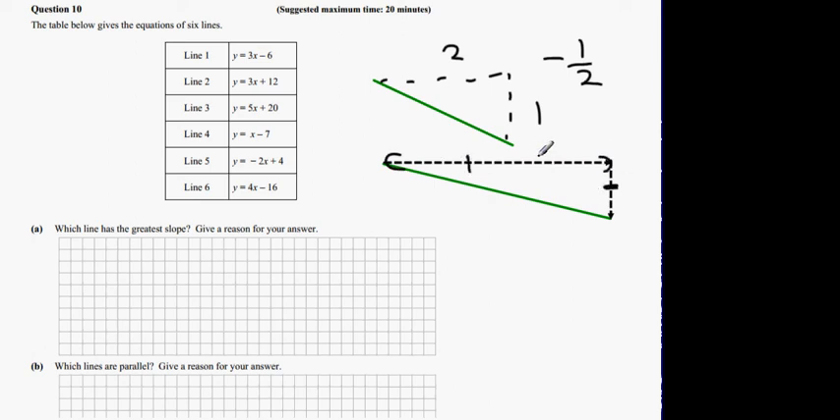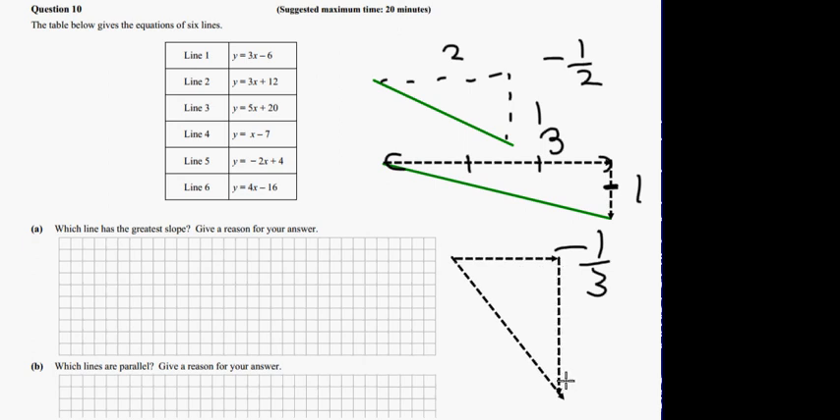What do you say about 3? So 3 across, 1 down. What slope is that? Minus a third. Yeah? What about this one here? What would you say for that one? Roughly? 1 across, 2 down, which is going to be a slope of minus 2.